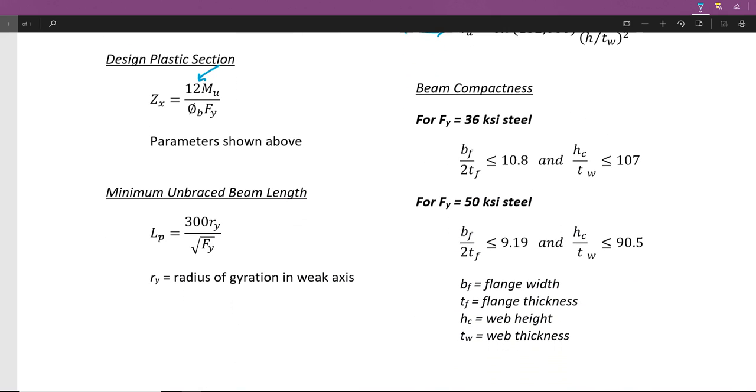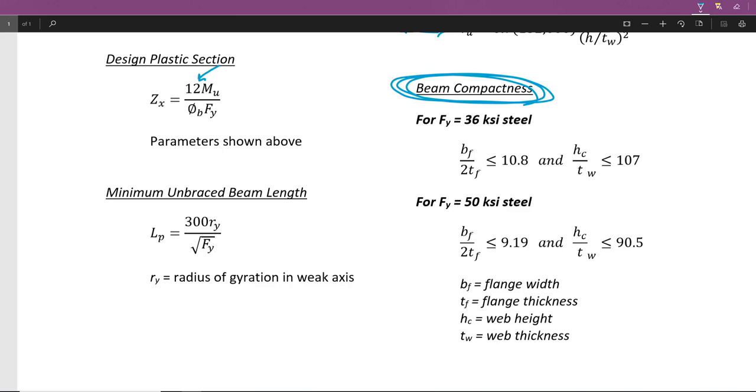Beam compactness is a special set of calculations that we do just to check and see if the beam is capable of failing in a plastic hinge. The thickness of the web, the thickness of the flange, the height of the web, the width of the flange, these proportions all have to be kept relative to each other so that we can make the most efficient beam possible. And we want it to be able to fail in the plastic hinge situation.